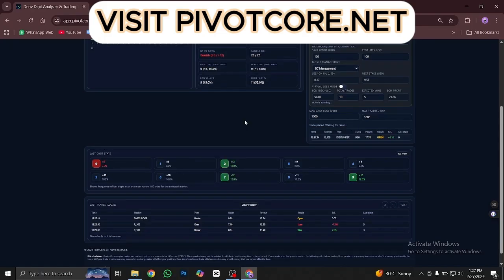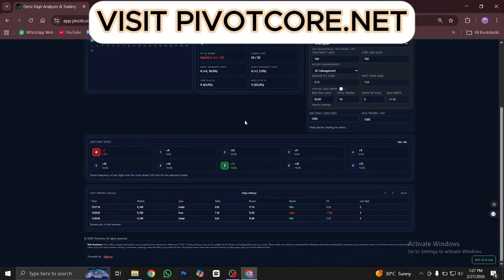Watch the screen as the trades go live. You'll notice the speed of execution. PivotCore reacts to market ticks instantly. As we move through our 10-trade plan, see how the bot maintains its discipline. Even if a trade doesn't go our way, the system doesn't panic. It simply follows the mathematical rules we've set.